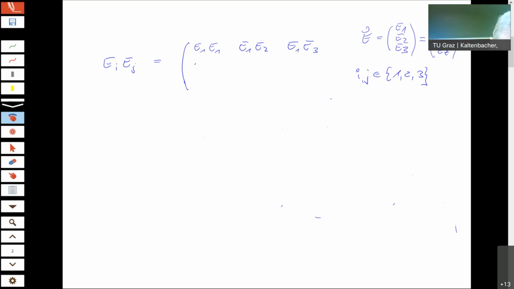Which also means for the second line, we have E2, because i is equal to 2. j again goes from 1 to 3. Yeah? So you have here E2E1, the diagonal entry would be E2 squared, but I explicitly write E2E2, and the third one is E2E3. And then we have here E3, because i takes on the last value, which is 3, and again, j is going from 1 over 2 to 3, so we have here E3E1, E3E2, and E3E3.